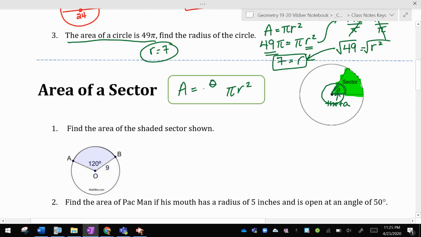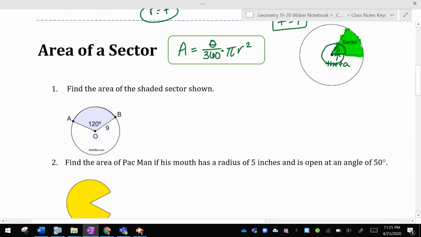I just want theta 360ths of it. I want a certain fraction of the whole thing. So really all I'm doing is taking the area of the circle and multiplying by the fraction of the circle I have. So in number 1, it says find the area of the shaded sector shown.